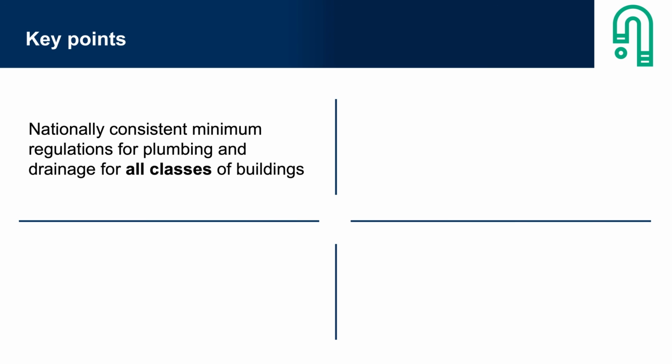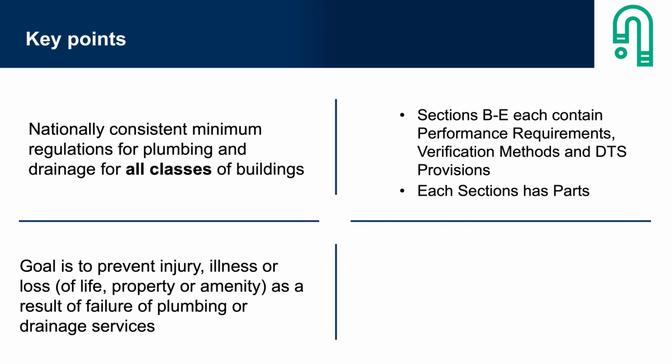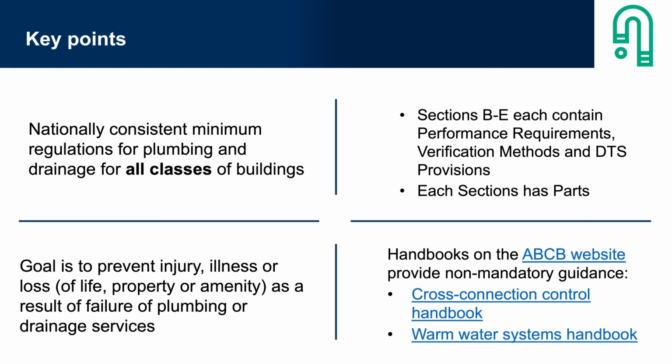Key points. Nationally consistent minimum regulations for plumbing and drainage for all classes of buildings. The goal is to prevent injury, illness or loss of life, property or amenity as a result of failure of plumbing or drainage services. Sections B to E each contain performance requirements, verification methods and DTS provisions. Each section has parts. Handbooks on the ABCB website provide non-mandatory guidance: Cross-Connection Control Handbook, Warm Water Systems Handbook.